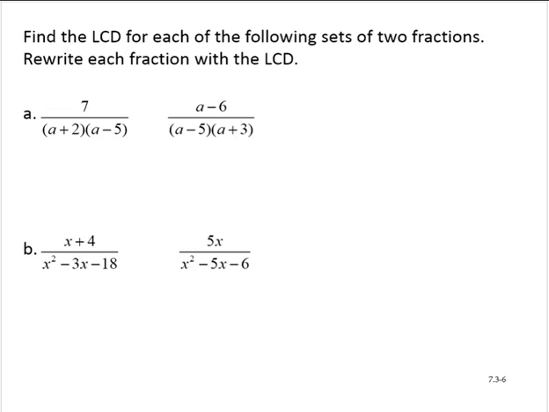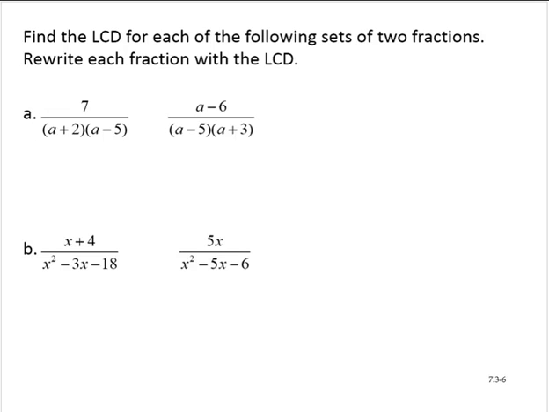Find the LCD for each of the following sets of two fractions. Rewrite each fraction with the LCD. Alright, exercise A, we have 7 over a plus 2 times a minus 5, and we have a minus 6 over a minus 5 times a plus 3.